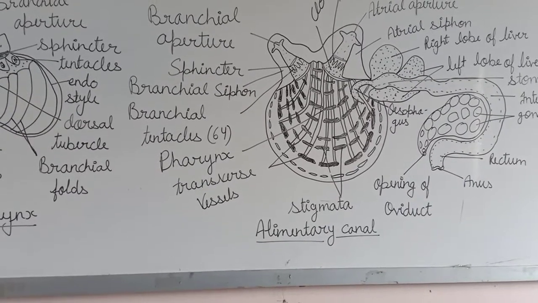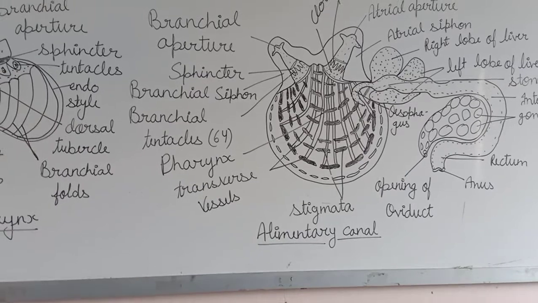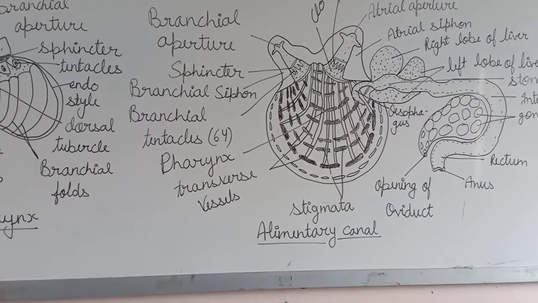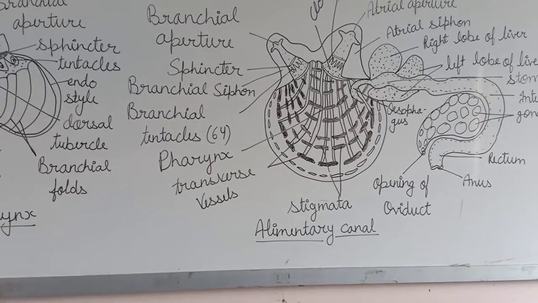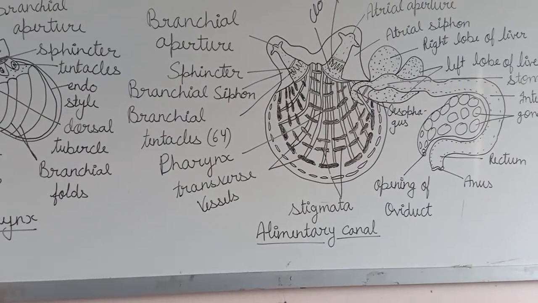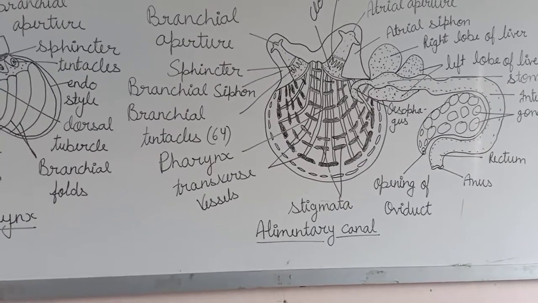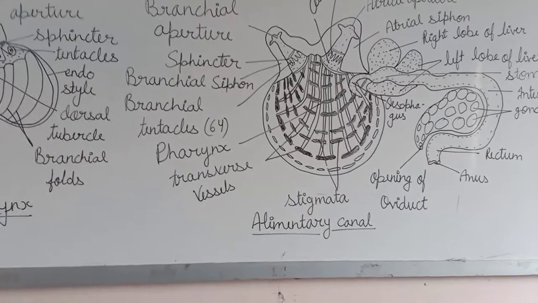Now the pharynx. The buccal cavity opens into the pharynx. It occupies the major part of the body or atrial cavity. It is divided into the prebranchial zone and the branchial sac. Now first part, this is the upper part.